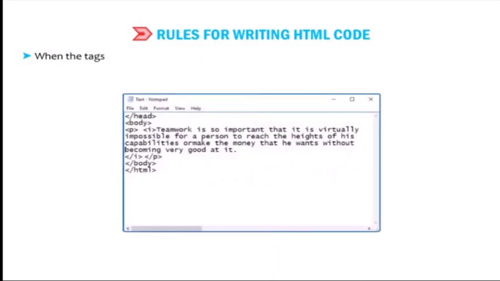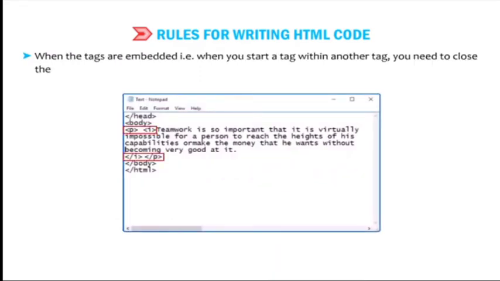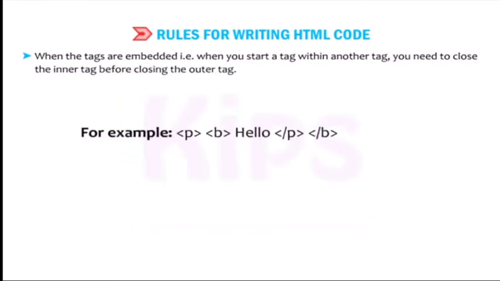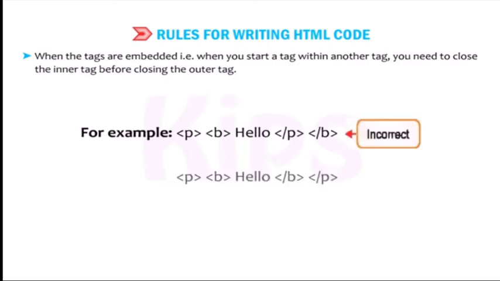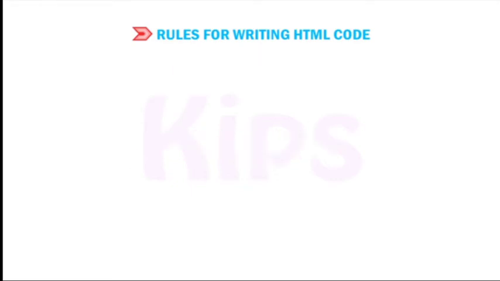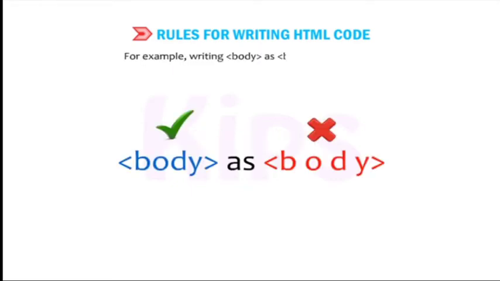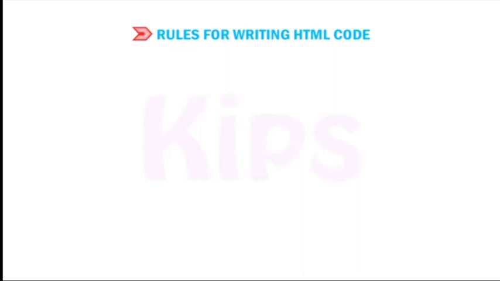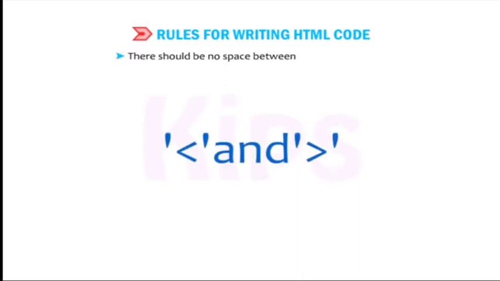When the tags are embedded, that is, when you start a tag within another tag, you need to close the inner tag before closing the outer tag. For example, <p><b>hello</p></b> is incorrect. <p><b>hello</b></p> is correct. A tag name should not contain spaces. For example, writing <body> as <bo dy> is incorrect. There should be no space between the smaller and greater signs in a tag.